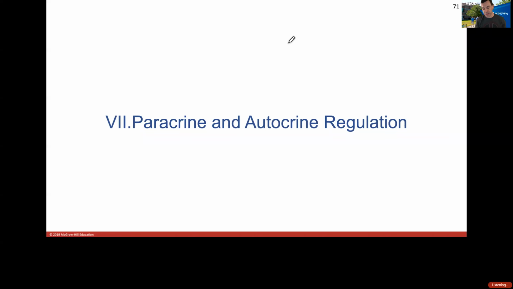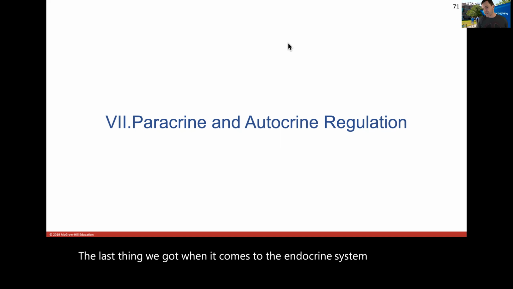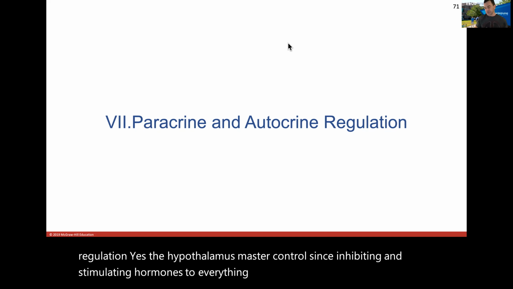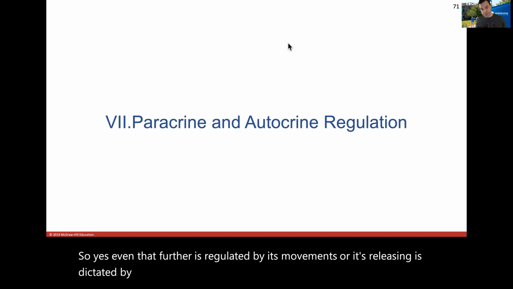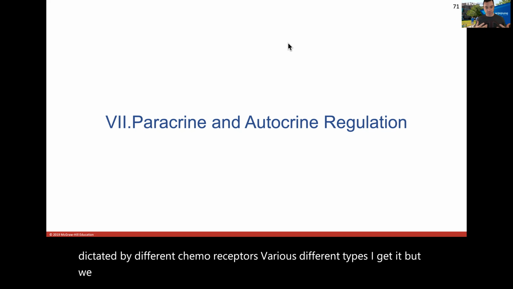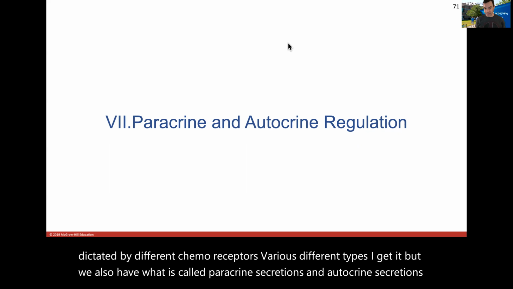The last thing we got when it comes to the endocrine system is really its regulation. Yes, the hypothalamus, master control, sends inhibiting and stimulating hormones to everything out there. So yes, that further is regulated, its releasing is dictated by different chemoreceptors of various different types. I get it. But we also have what is called paracrine secretions and autocrine secretions to further activate these cells.